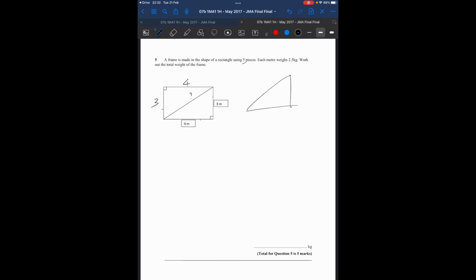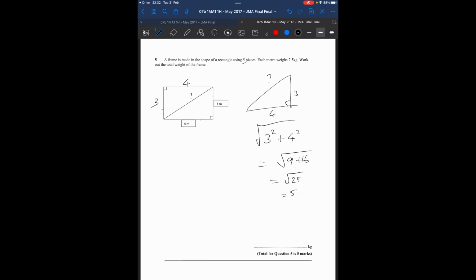So if this is a 4 and this is a 3 and this is a right angle, I can use Pythagoras' theorem for this one. This is the one where we're adding because we're finding the long side. So 3 squared plus 4 squared, and then the square root of that. So I'm looking for the root of 9 plus 16, or in other words, the root of 25, which is 5. Okay.